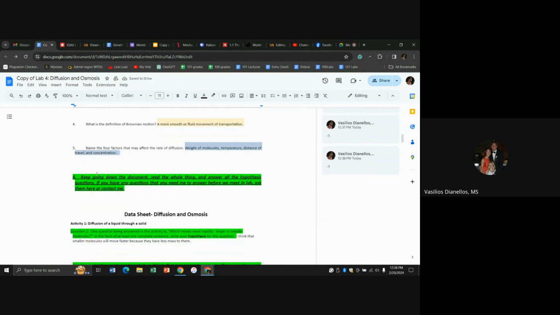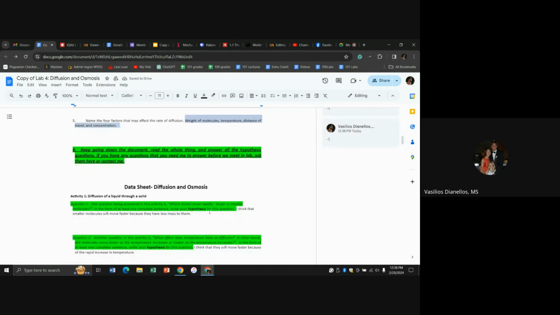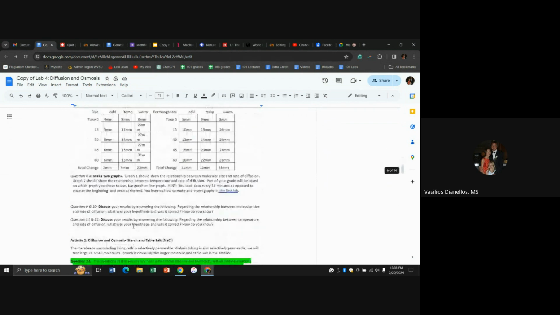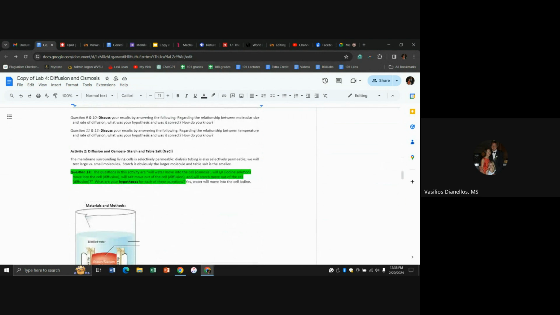All right, now I'm going to see if you did your hypotheses. So here we go. I think that smaller molecules will move faster because they have less mass to them. Good. I think that they will move faster because of the rapid increase in temperature. Okay, good. I think it would be better to say I think they will move faster as temperature increases, right? Because no one said anything about how fast it was increasing or anything like that, but I'm not going to deduct points for that. Let's look at your next hypothesis. Yes, water will move into the cell.